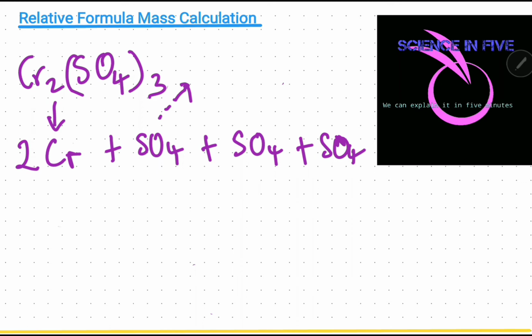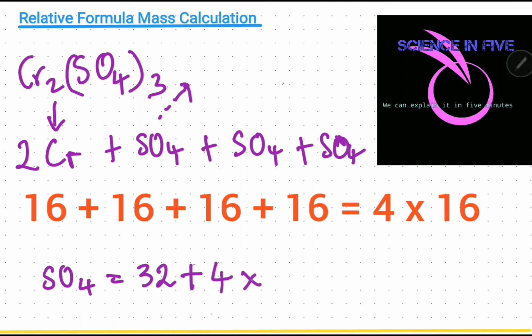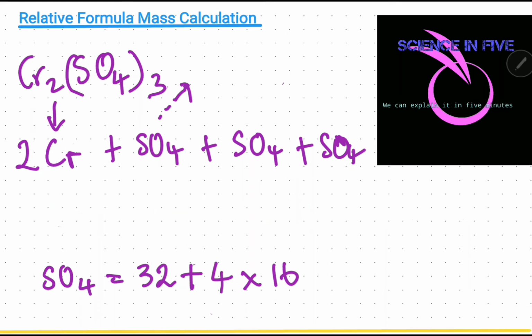So 1 SO4 will be equal to what? There's 1 sulfur there, 32, plus there are 4 oxygens. So instead of writing 16 plus 16 plus 16 plus 16, which is repeated addition, I can just say 4 times 16 because there are 4 oxygens. Then I do the math. I get 96 AMU. Now I've got 96 for the SO4.